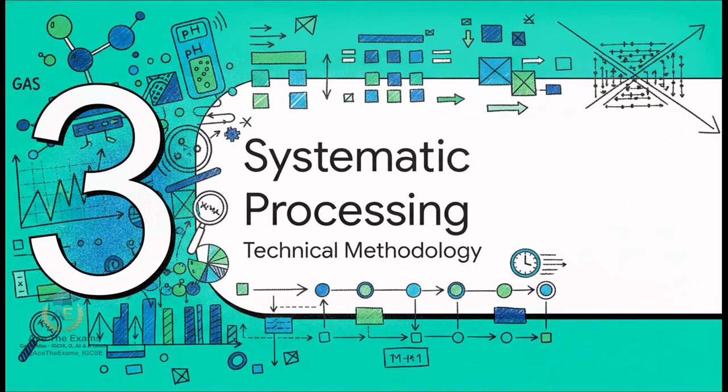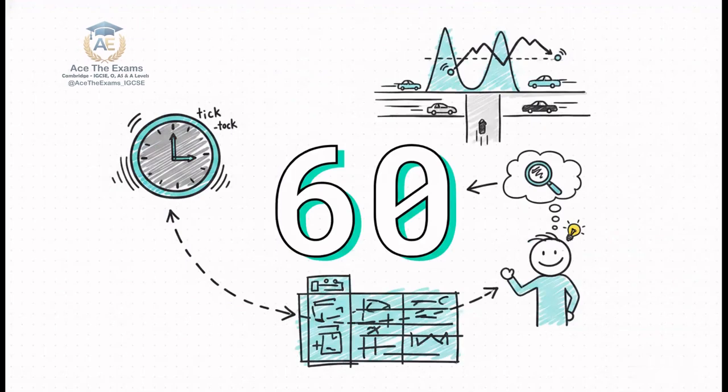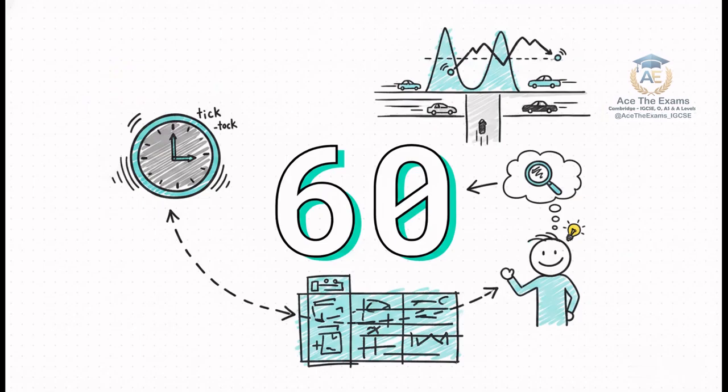Chapter 3. Systematic Processing Methodology. It is time for our interactive workshop. Knowing the theory is only step 1. Executing it under intense time pressure is step 2. I want you to imagine you are sitting in that exam hall right now. You have exactly 60 seconds on the clock to scan a massive, complex sensor dataset, interpret the underlying relationships, and extract the core trend before the examiner's timer runs out.